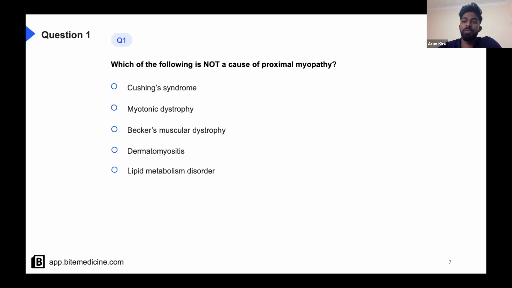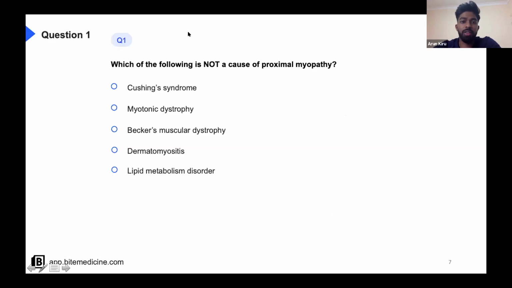Put down your answer. 3, 2, 1. Which of the following is not a cause of proximal myopathy? So kind of an even split, with probably most of you going for lipid metabolism disorder and a bit of a split between the others. Okay, so not the easiest question to start with.